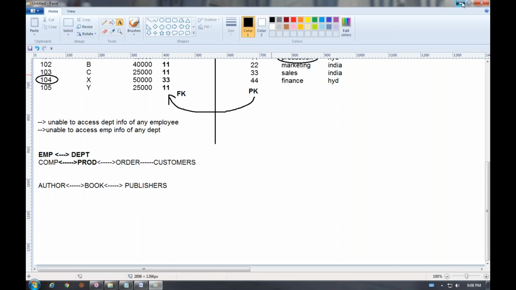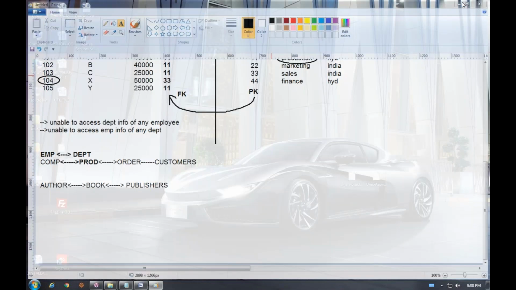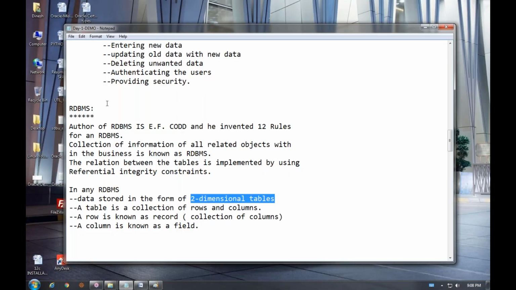Okay, coming to our document. So we understand what are the database concepts. Generally, who is the author of RDBMS? E.F. Codd is the author of RDBMS. He is a scientist in the database. He is a research scholar in the database. He proposed 12 rules. If any database satisfies these 12 rules, then the database is known as RDBMS.